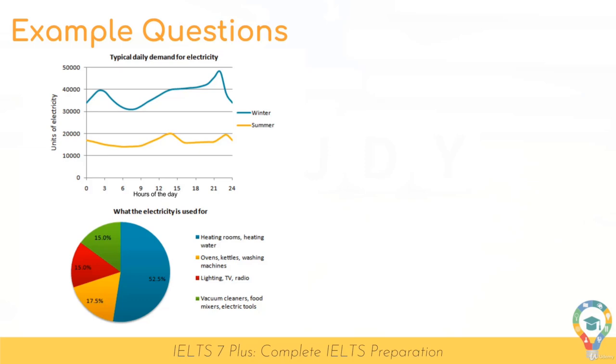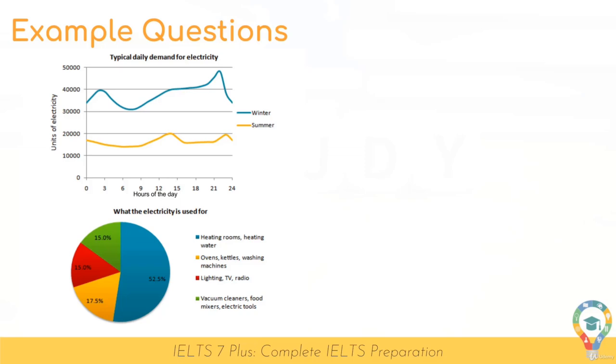So the line chart, the title is Typical Daily Demand for Electricity. And we have 2 lines which give 2 different times of the year, both winter and summer. On the x-axis, we can see the different times of the day, or the different hour of the day. And on the y-axis is our measurement in units of electricity.